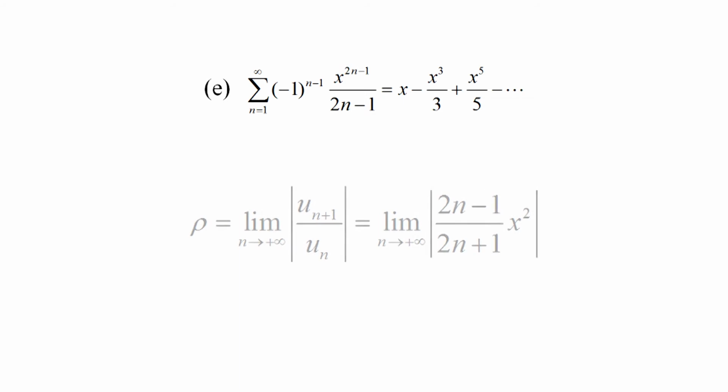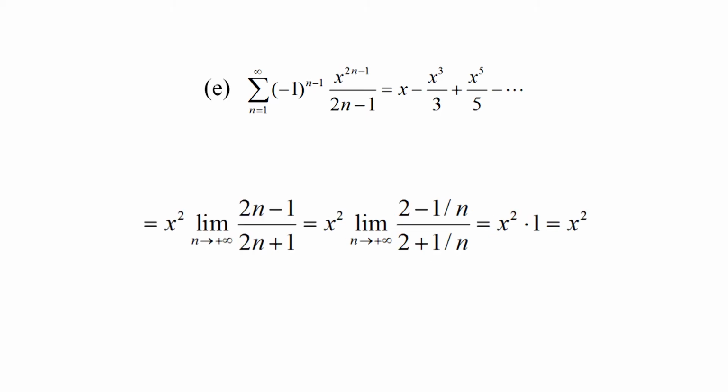Next one, rho equals the limit of the absolute value of u_(n+1) upon u_n as n approaches infinity, which is equal to the limit of the absolute value of (2n minus 1) upon (2n plus 1) into x square as n approaches infinity, which is equal to x square into the limit of (2n minus 1) upon (2n plus 1) as n approaches infinity, which is equal to x square into the limit of (2 minus 1 upon n) upon (2 plus 1 upon n) as n approaches infinity, which is equal to x square into 1, which is equal to x square.